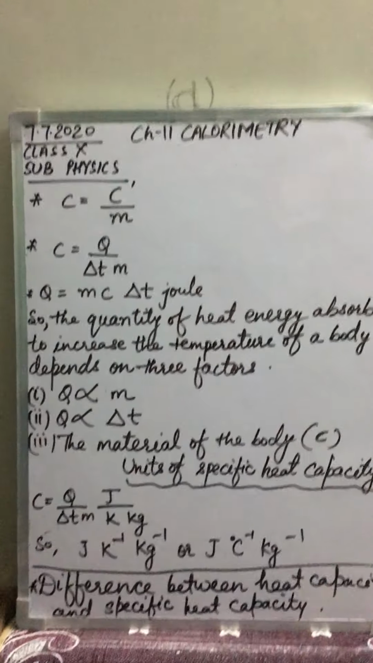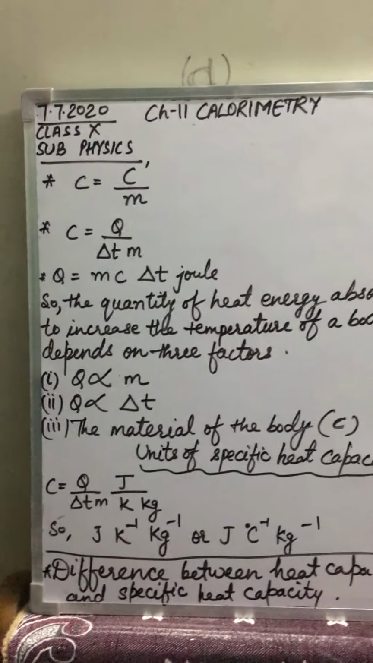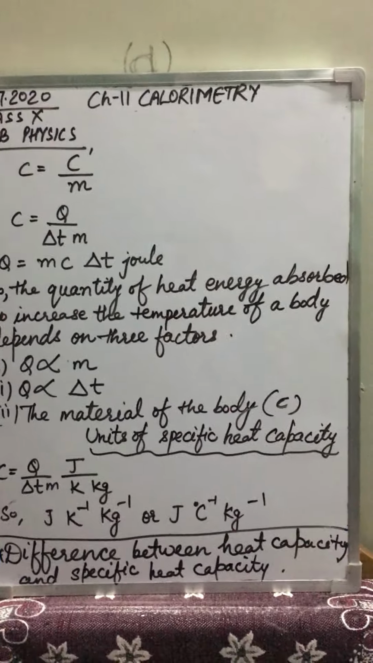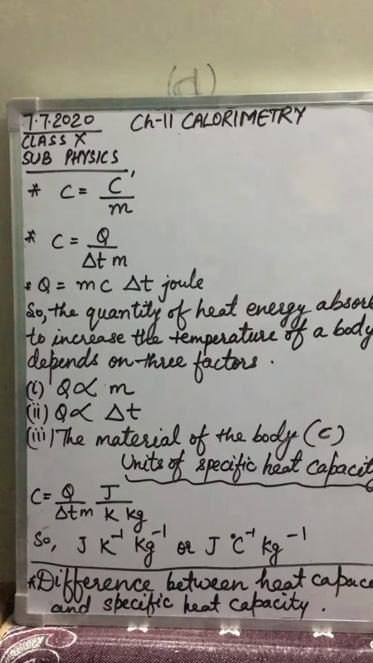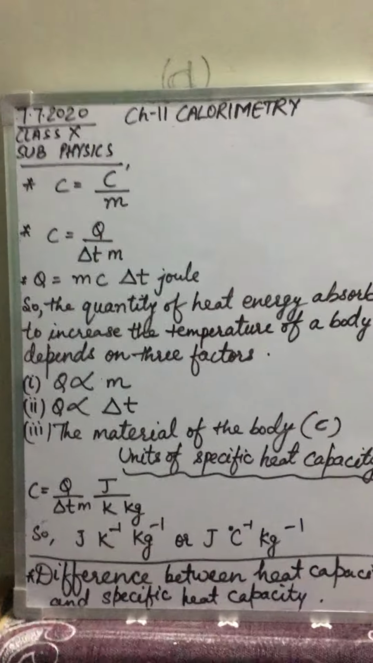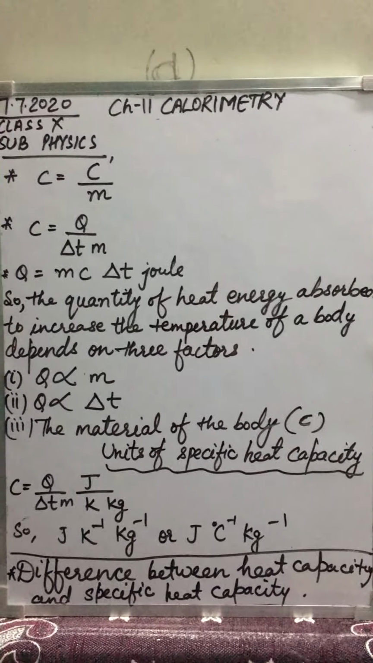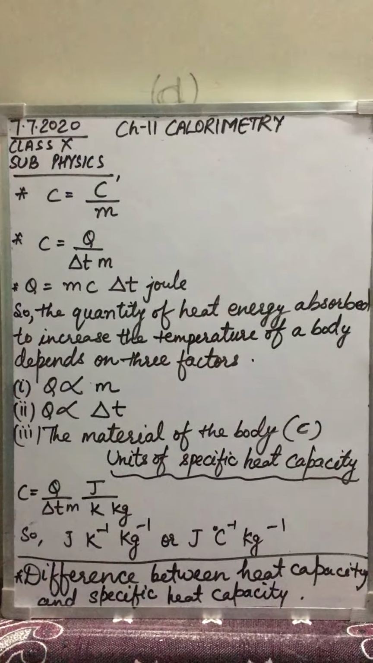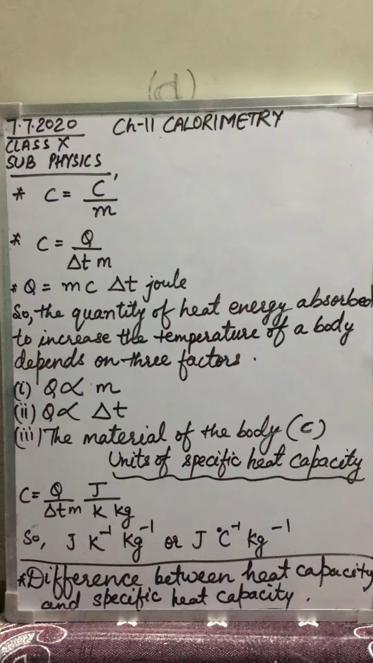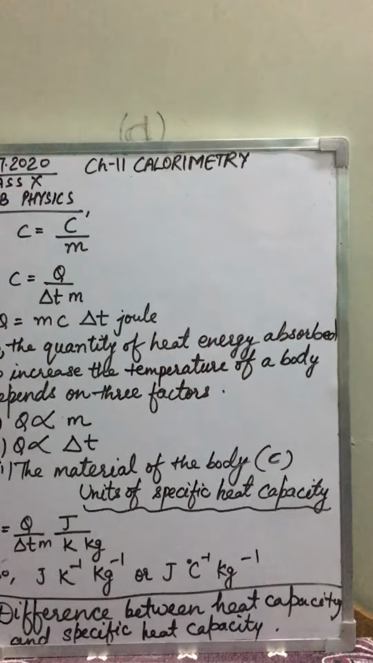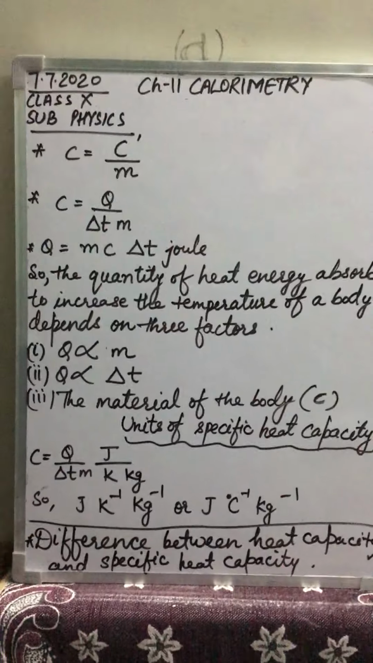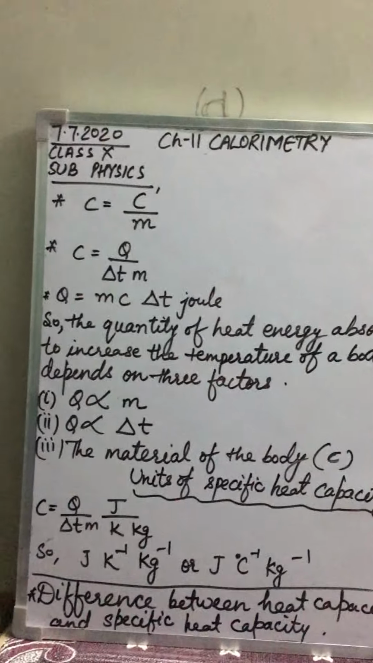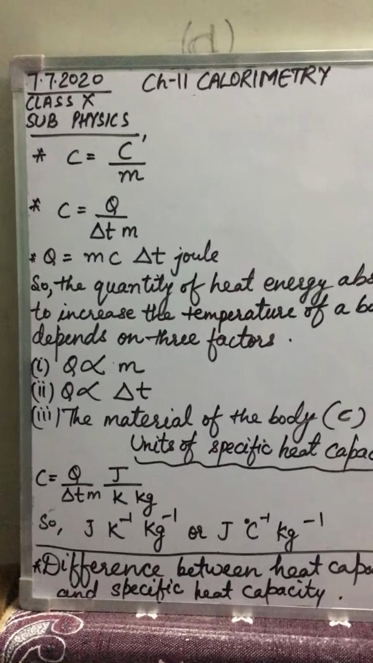For example, copper and water. Copper is a good conductor of heat, that's why its specific heat capacity is less, 0.4 joule, whereas water is a bad conductor of heat, so its specific heat capacity is usually very high. Water has an unusually high specific heat capacity, which equals 4200 joule per kilogram per Kelvin. Okay children, always keep in mind that the good conductors of heat have less specific heat capacity, whereas the bad conductors of heat have high specific heat capacity.